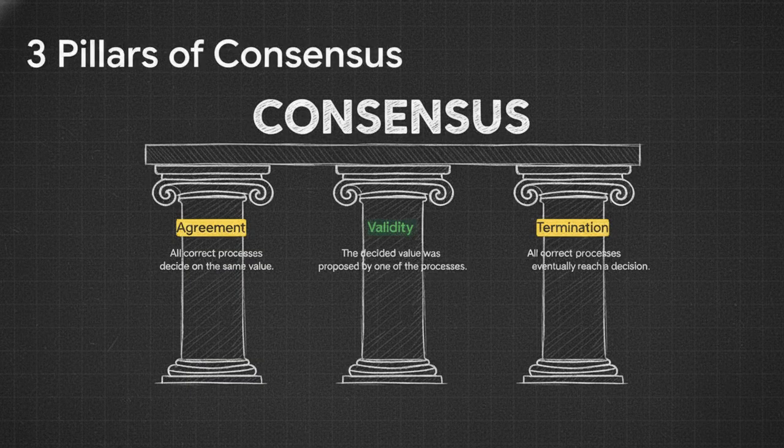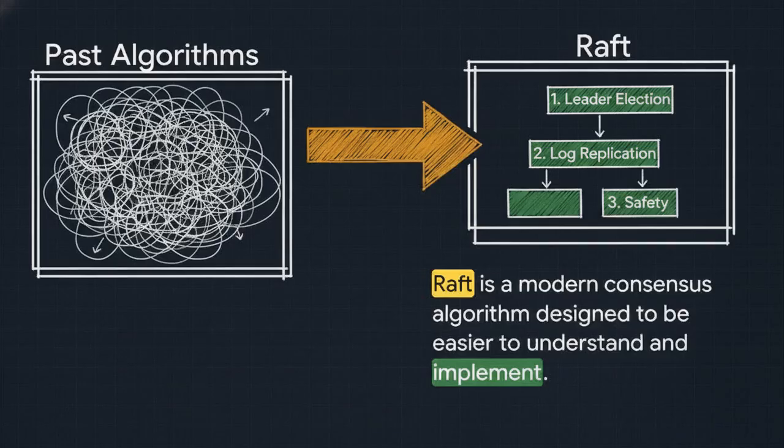Now, for any consensus algorithm to actually be considered correct, it has to satisfy these three non-negotiable rules. Agreement: everybody decides on the same thing. Validity: they can't just invent an answer, it has to be a value someone actually proposed. And termination: sooner or later, they have to actually make a decision.